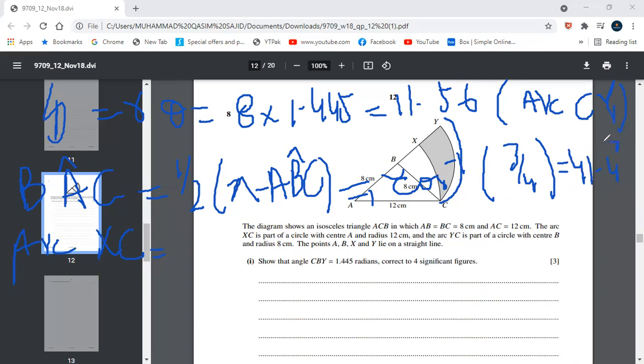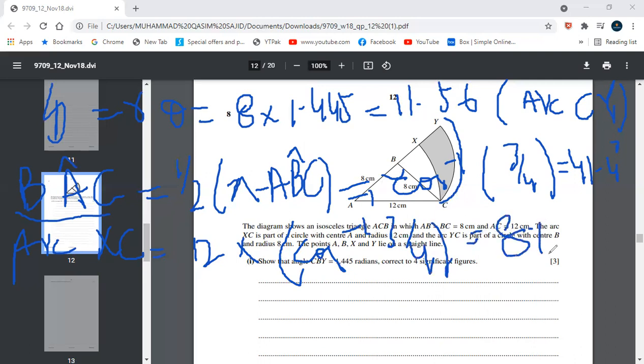Cos inverse किसकी निकाली थी? Cos inverse 3/4. Just BAC. So it must be 12 into cos inverse of this one, that is cos inverse 3/4. So this value equals to 8.674.